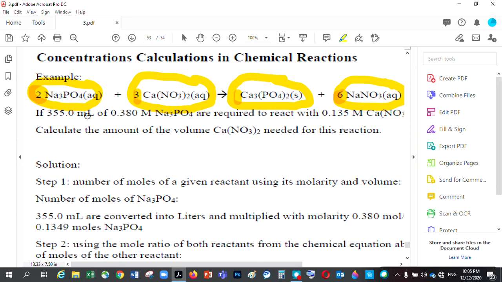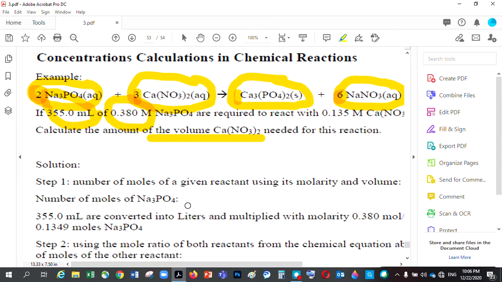If 355 mL of sodium phosphate is needed to react with 0.15 molar calcium nitrate, calculate the volume of calcium nitrate needed for this reaction. We are setting this up with steps. The first step: number of moles of the given reactant, using its molarity and volume. The moles of sodium phosphate come from multiplying the molarity of sodium phosphate by the volume in liters. We have to convert the volume into liters.